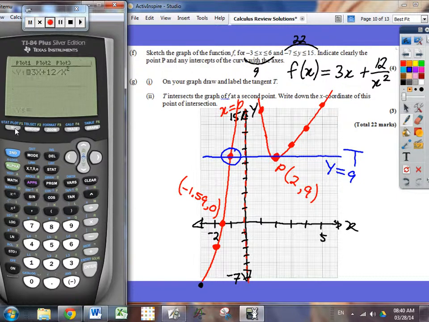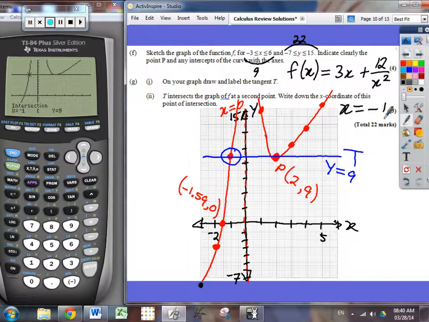But just to be certain, I'll say second calc intersect, and my first curve... Oh, I need to put in a second function. Alright, let's find the intersection of these two curves. So there's first curve, yes. Second curve, yes. And I'm going to guess that they intersect at -1. Am I right? Yes, I am. They intersect at (-1, 9). It asks only for the x-coordinate, and so the x-coordinate is -1. And we're finished number 4.